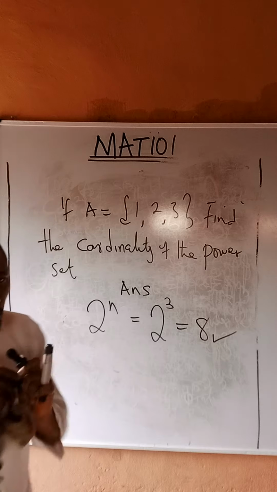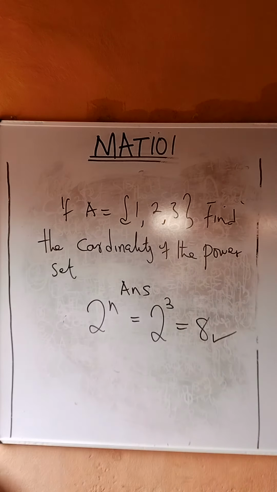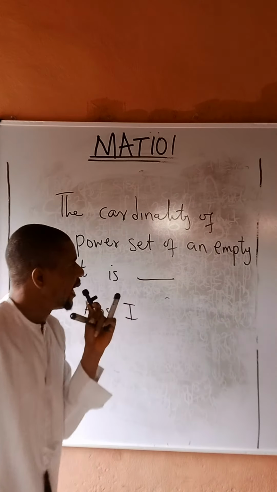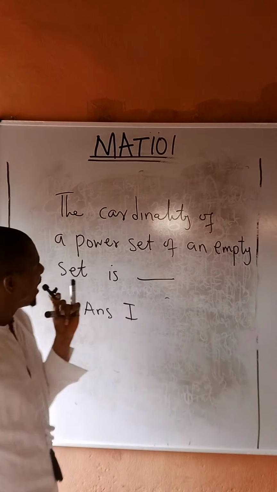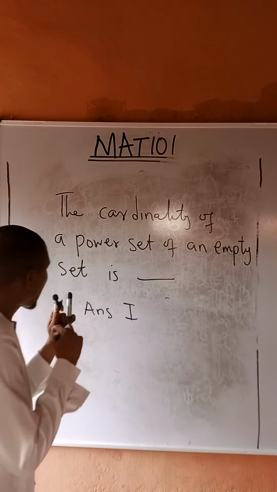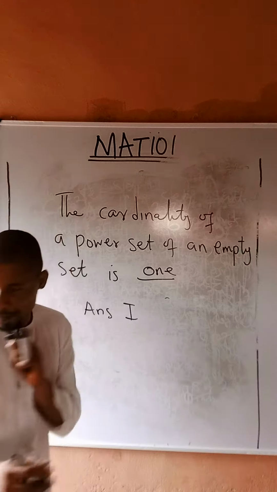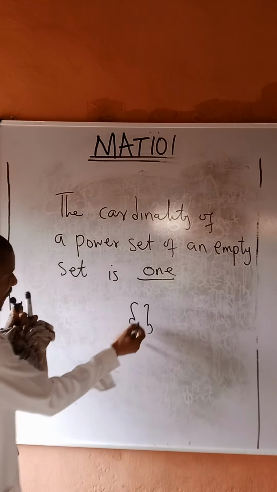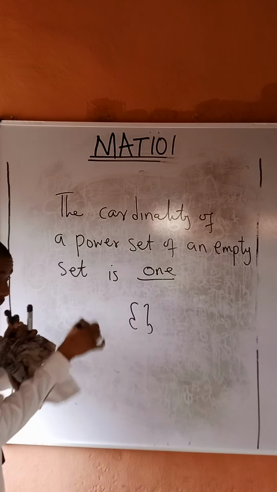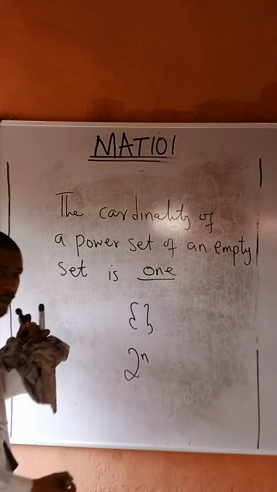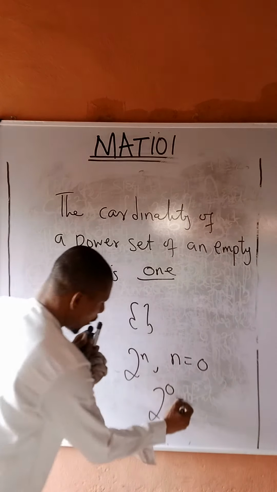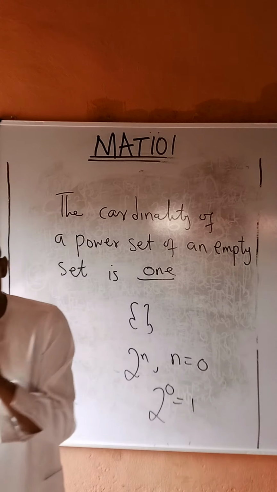So look at it. It's talking about the cardinality of the power set of an empty set. The cardinality of the power set of an empty set is equal to 1. The answer here is that it is equal to 1. How? Look at it. This is an empty set. And remember that the cardinality of the power set is given as 2 raised to the power of n. So here, n is equal to 0, meaning that what I will have is 2 raised to the power of 0, which is equal to 1. So this is exactly what I'm going to be having.